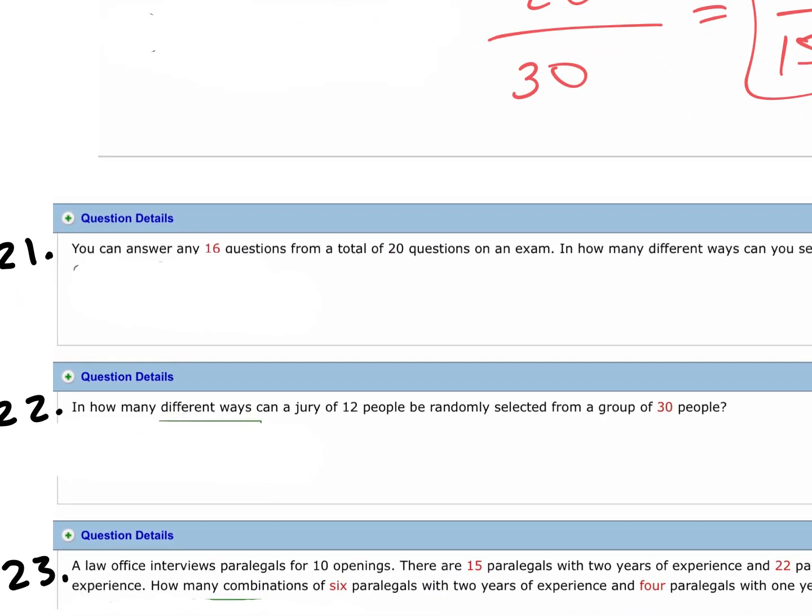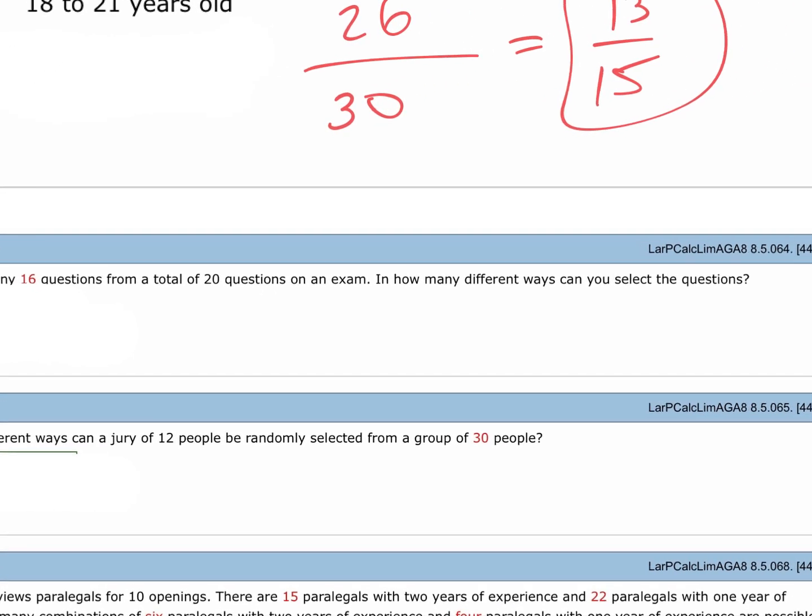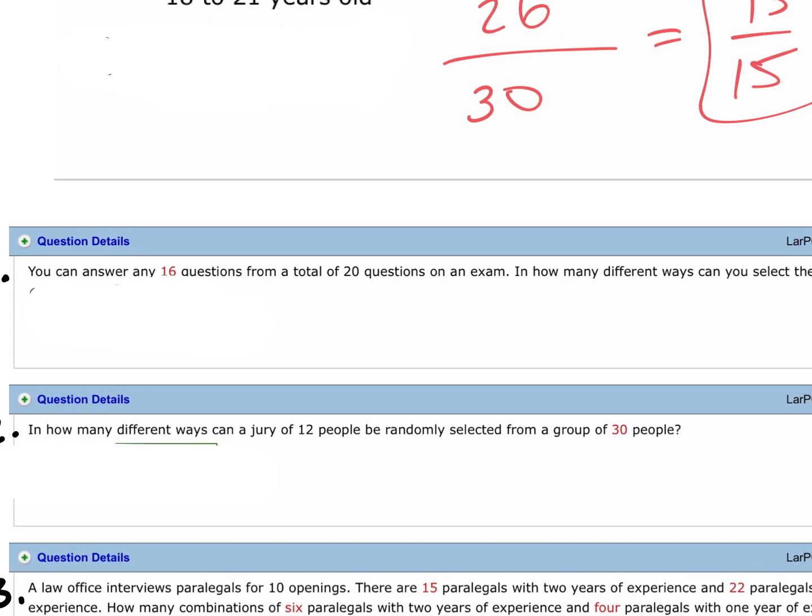You can answer 16 questions from a total of 20 questions on an exam. How many different ways can you select the questions? How is this different from the other test questions? Does it tell you how many answer choices each question has? No. Is this a permutation or a combination? Why is it a combination? I agree. Why? You can answer them in any order.